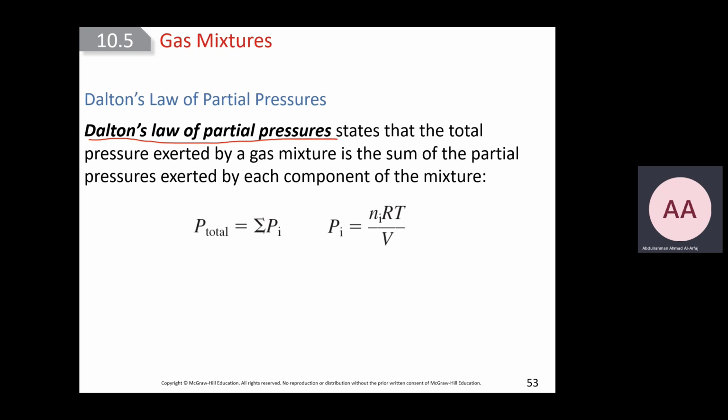It says that the P total of any gas mixture is the sum of P1 plus P2 plus P3 plus P4 and so on and so forth. In other words, the total pressure is the pressure of each gas by itself. And for each gas, of course, we can apply the simple ideal gas law to find the pressure of each gas by itself. And the total pressure is the pressure of everything together.